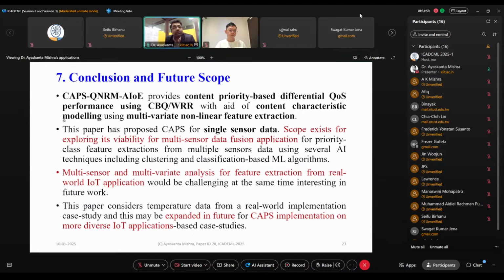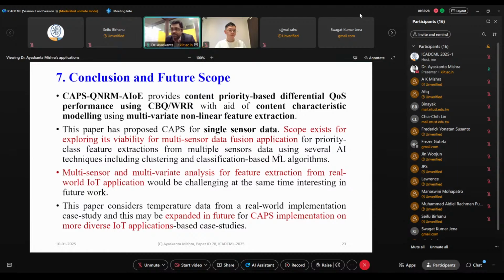Content-aware prioritized scheme based QoS-based network resource management for artificial intelligence on the edge provides content priority-based differential QoS performance using class-based queuing and weighted round-robin with the aid of content characteristic modeling using multivariate nonlinear feature extraction. So this paper has proposed a content-aware prioritized scheme for single sensor data. So here we have taken a single sensor, only a temperature sensor.